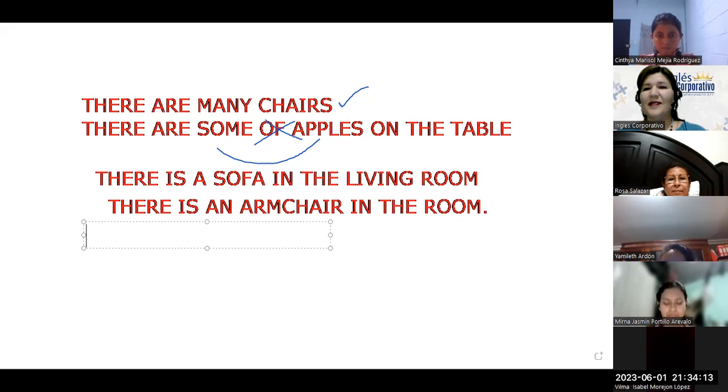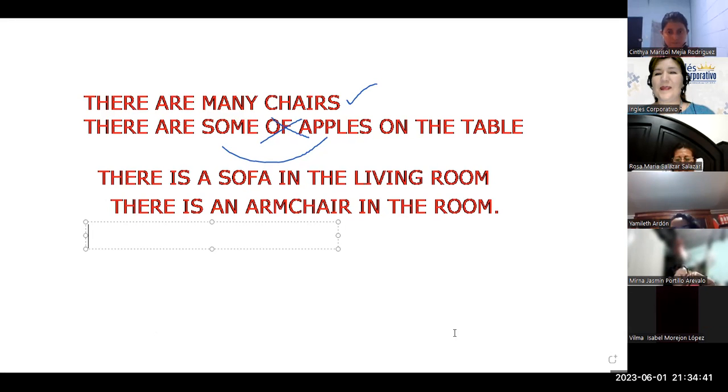There's a sofa in the bedroom. There's a desk in the living room. There are some tables in the kitchen. Very good. Very good job. Veronica me la dijo. Sí, vea. Wow, Veronica. Me conecté algo tarde, así que traté de hacerla lo mejor posible. It's okay. There is a bed in the bedroom. Good. There is a shower in the bathroom. There are three sofas in the living room. There is a break in the kitchen.